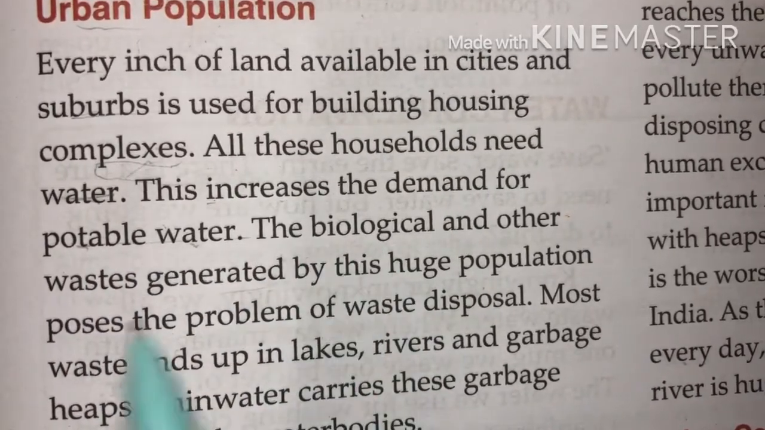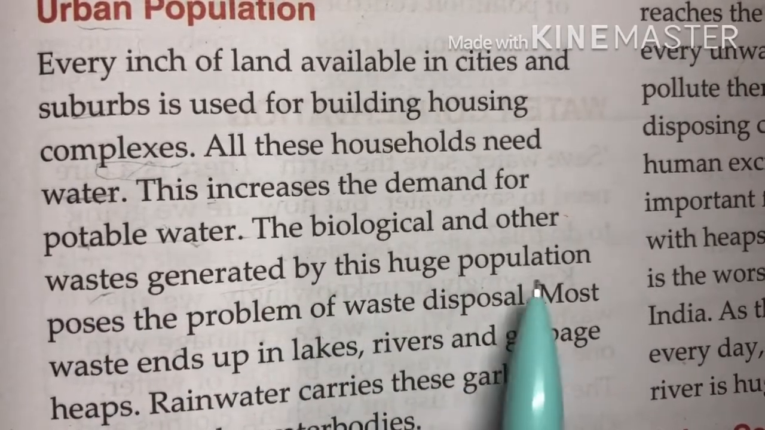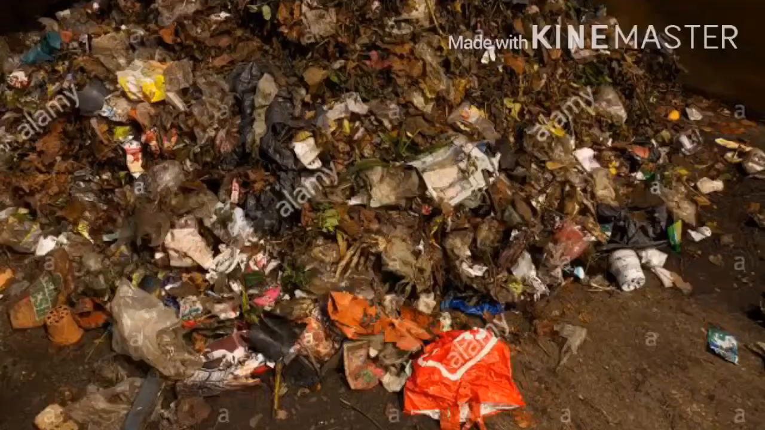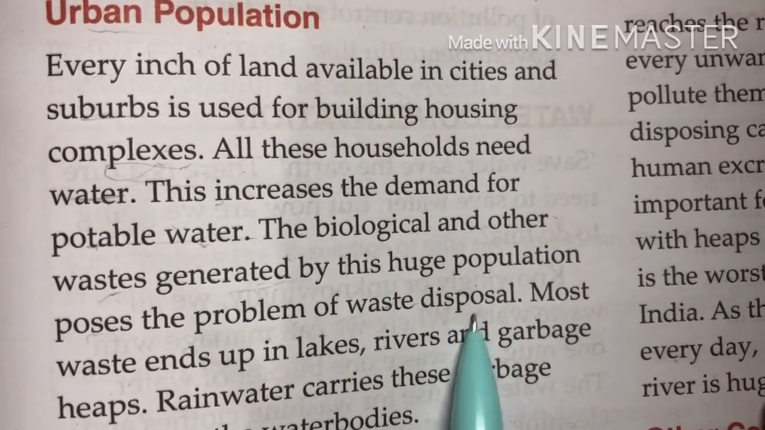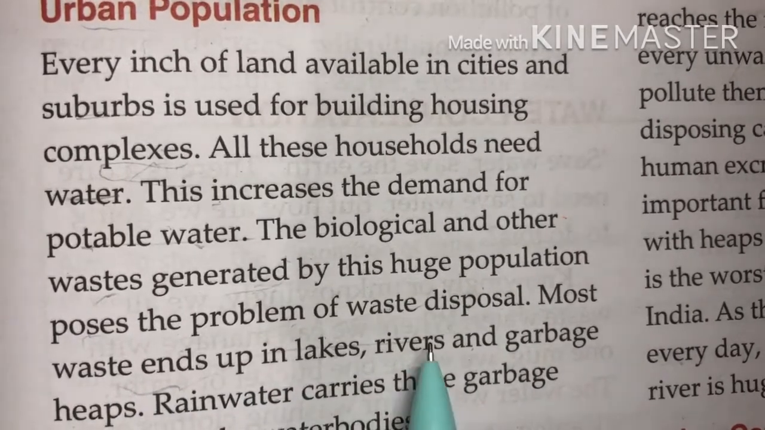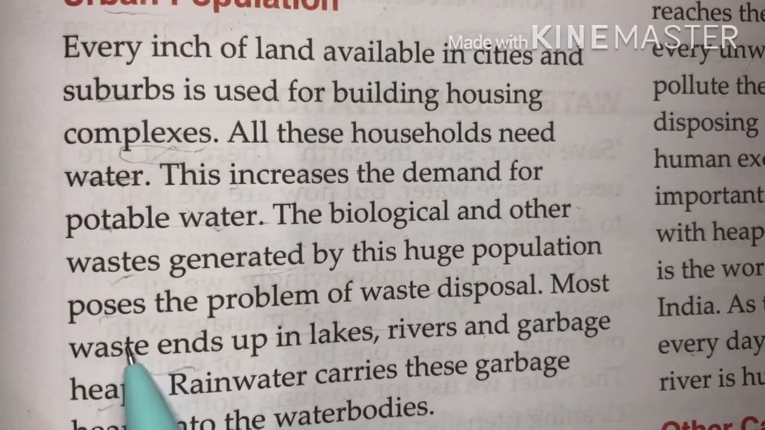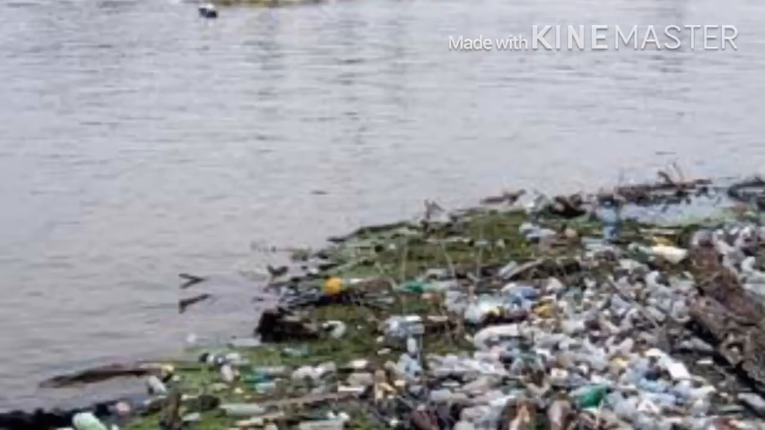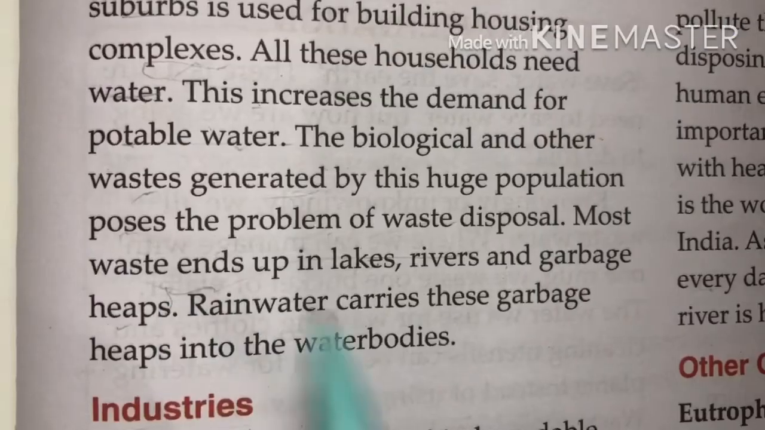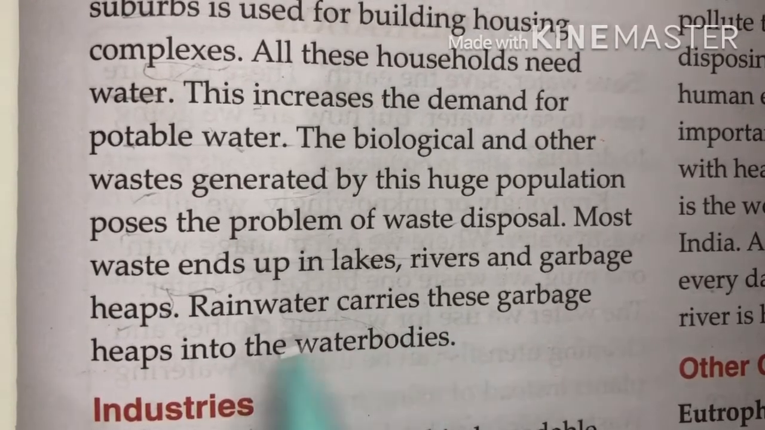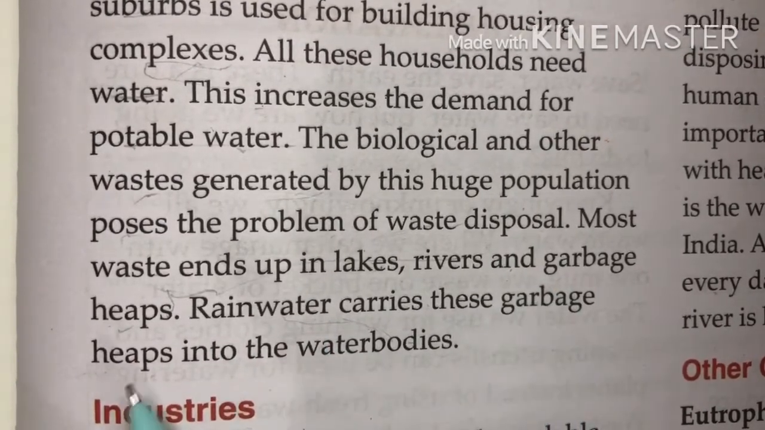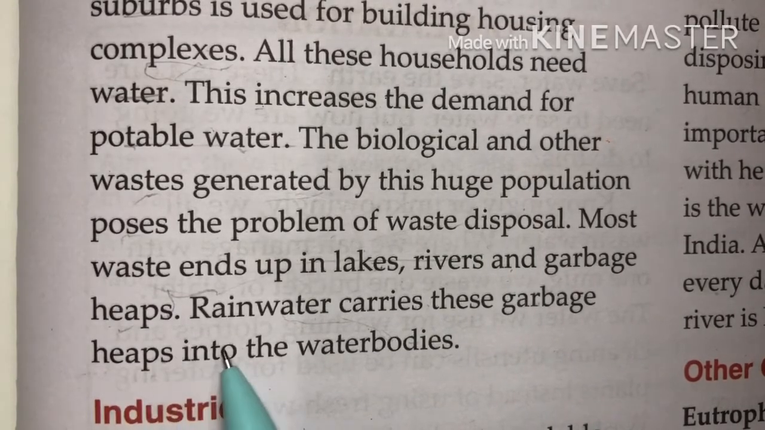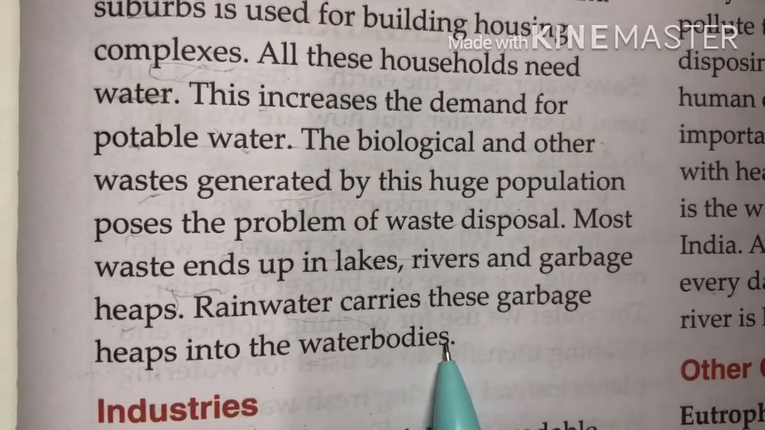The biological and other waste generated by this huge population poses the problem of waste disposal. As population increases, waste disposal also increases. Most waste ends up in lakes, rivers and garbage heaps. Then rainwater carries the impurities from these garbage heaps into water bodies, so the water bodies are also affected.